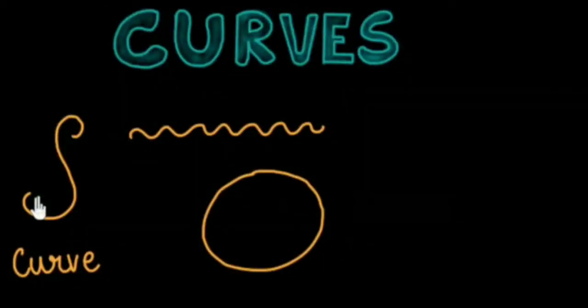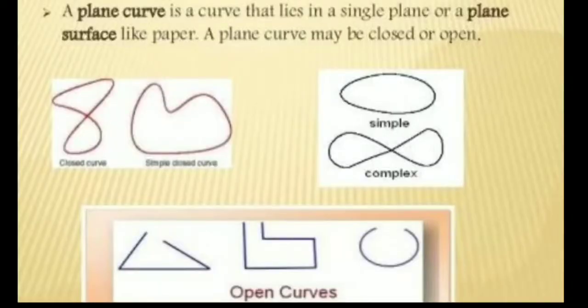There are two types of curve. One is an open curve and the second one is a closed curve. So open curve, a curve that does not cut itself, is called an open curve. Let's see some figures. So these are open curves. Next one is closed curve, a curve that cuts itself is called a closed curve. Let's see some of the pictures. So these figures are closed curves.